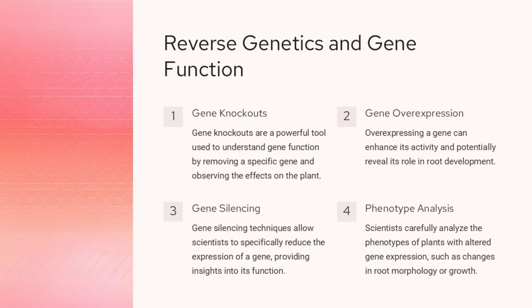hormone signaling. Gene knockouts allow us to remove a specific gene and observe the effects on the plant, revealing the gene's function. Overexpressing a gene can enhance its activity, potentially uncovering its role in root development. Gene silencing techniques let us reduce the expression of a gene, providing insights into its function. Analyzing the phenotypes of plants with altered gene expression, such as changes in root morphology or growth, helps us understand the gene's role. By using these reverse genetics approaches, we can systematically explore gene function and uncover the genetic mechanisms underlying plant development.